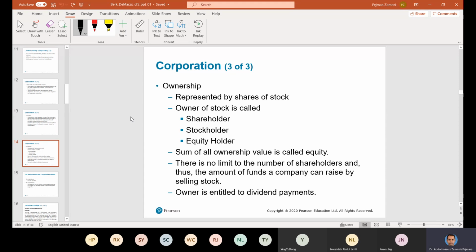Okay, in terms of ownership, for the corporation, ownership is represented by shares of stock. Owners of stock are called shareholders, stockholders, or equity holders. These three names have almost the same meaning. The sum of all ownership value is called equity. There is no limit to the number of shareholders, and thus the amount of funds a company can raise by selling stock. Owners are entitled to dividend payments. You should all be familiar with this concept because you have already studied this part. What is a dividend? What is a share? Who is a shareholder? All this stuff you have gone through last time.